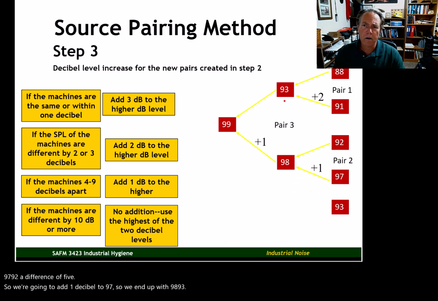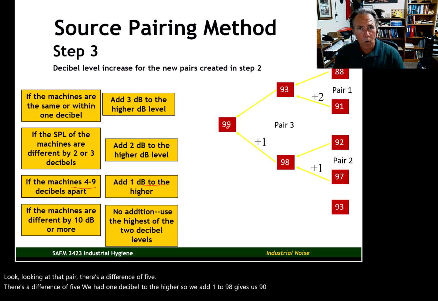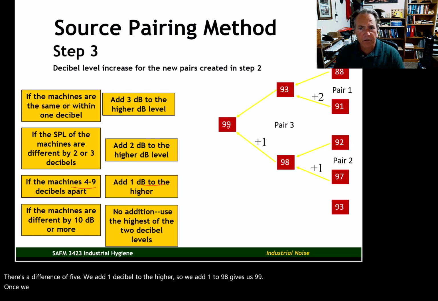Looking at that pair, there's a difference of 5. If there's a difference of 5, we add 1 decibel to the higher, so we add 1 to 98, which gives us 99.